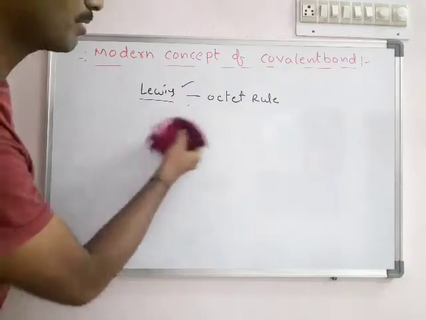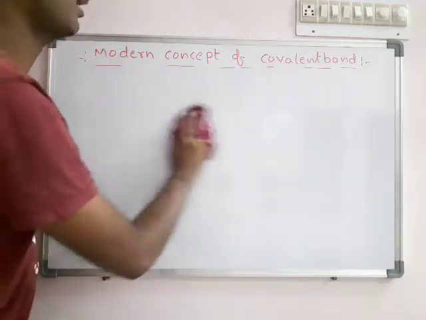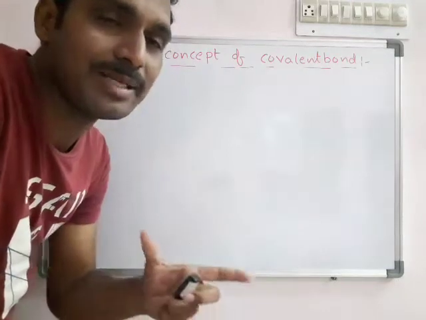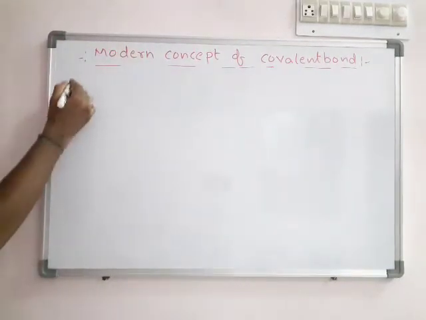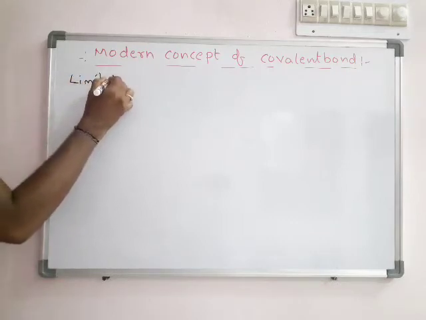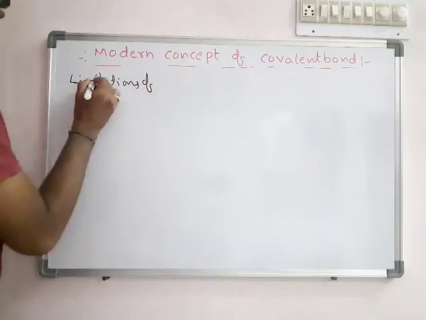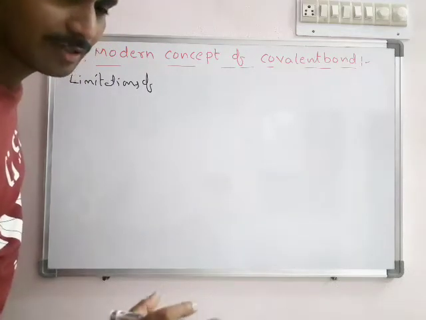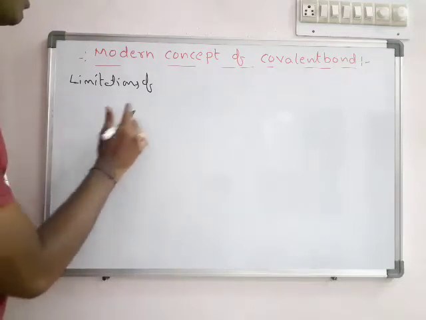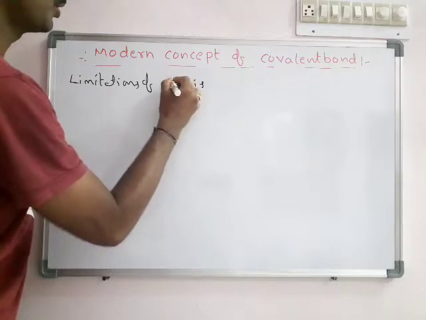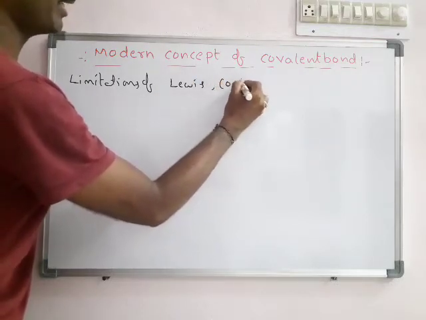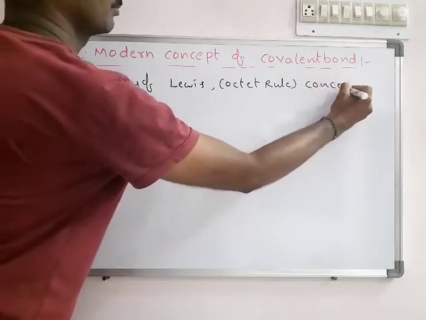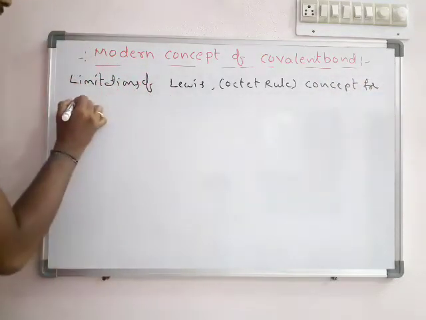The Lewis concept, that is the octet rule concept, is perfect, but even so there are some mistakes and some limitations. What are the limitations, which are treated as drawbacks? Limitations are the points which are not covered in the concept. So we are writing the limitations of the Lewis, or octet rule, concept for covalent bond.